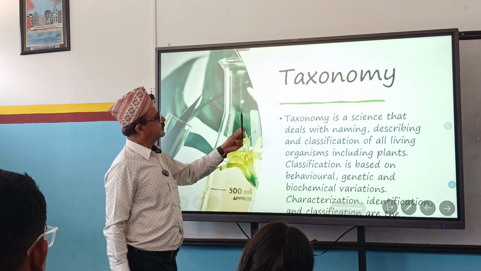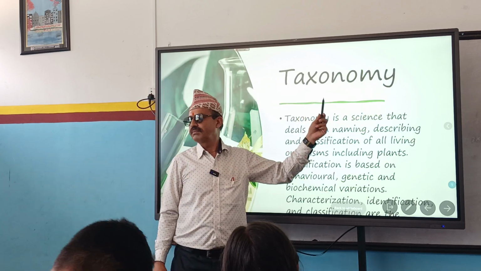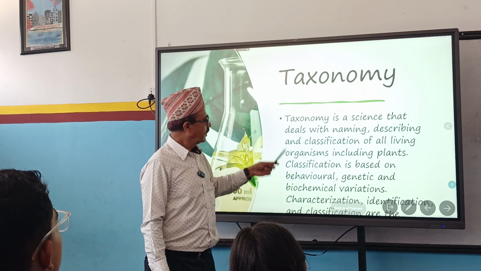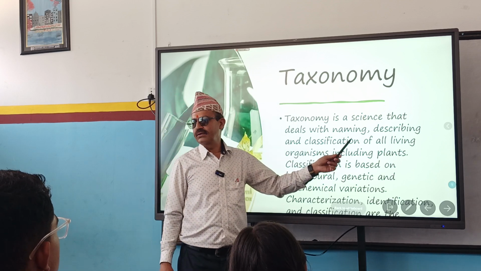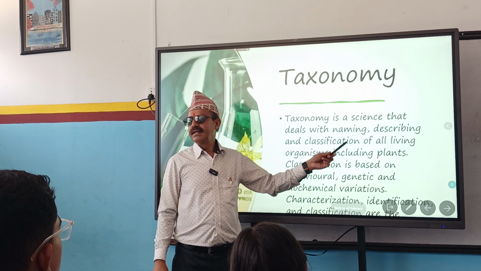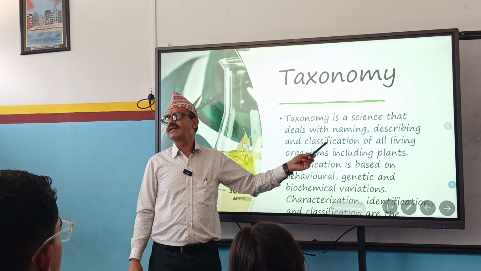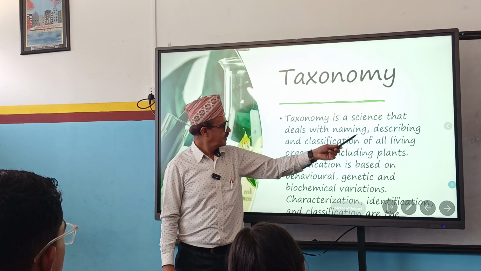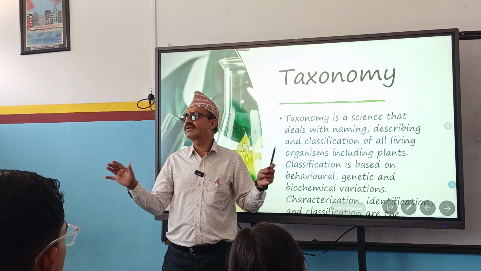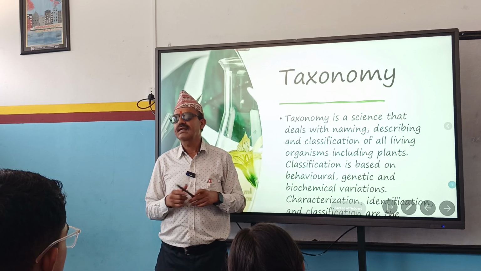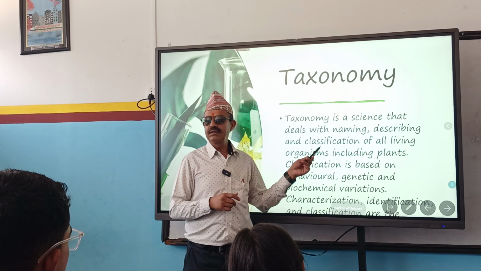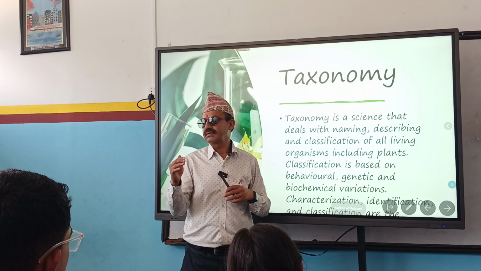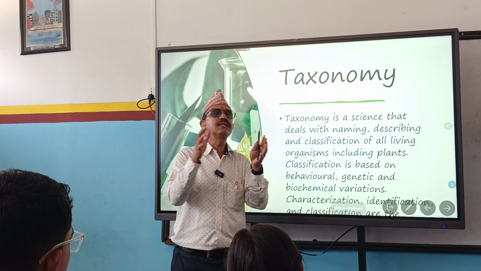So taxonomy is a branch of biology, a branch of science, where 3 things are done. One is naming. A name is provided to the organism. Next one is describing. We elaborate and mention its characteristics. And classifying. Classifying means keeping in different groups and subgroups.